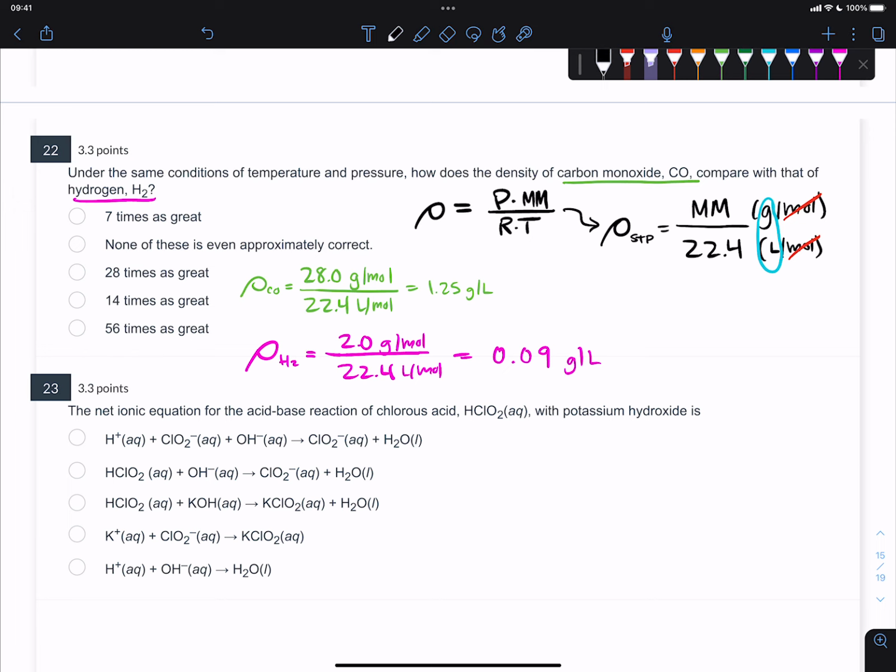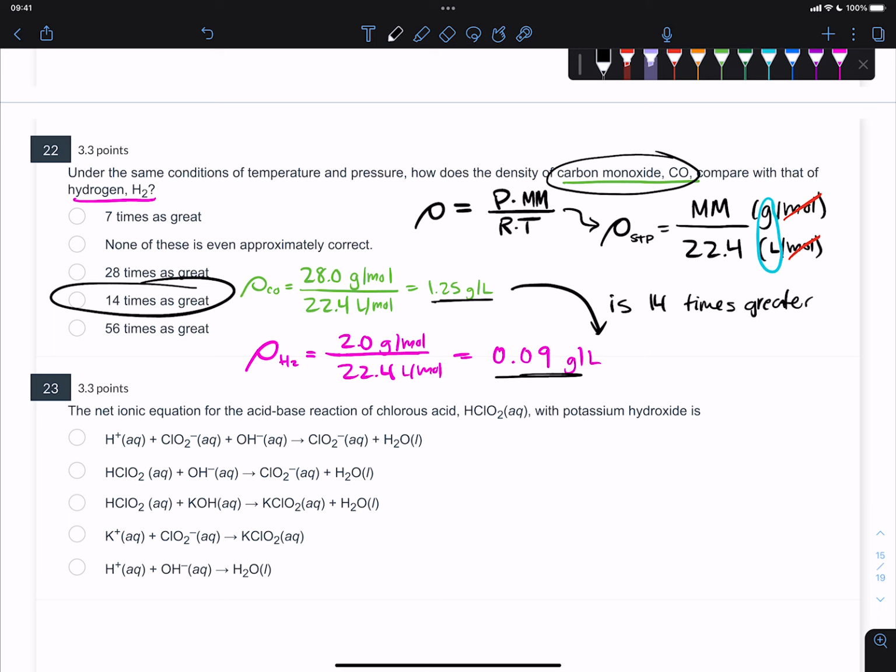Now it's asking, how does the density of carbon monoxide compare? So you need to compare this number to this number. You can easily divide, right? This divided by that. And you get that this number is 14 times greater. And there you go, that's your answer. I just divided 1.25 by 0.09, and it turns out that carbon monoxide is about 14 times more dense than hydrogen gas under the same condition.